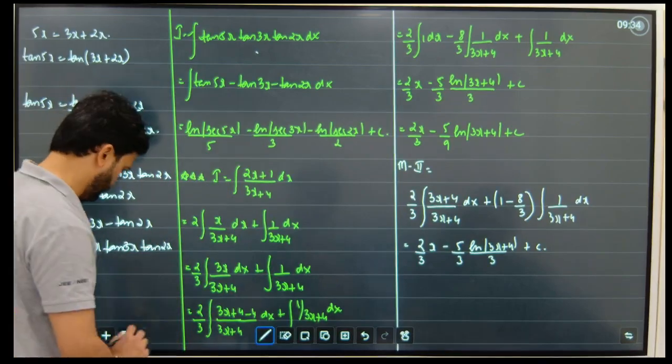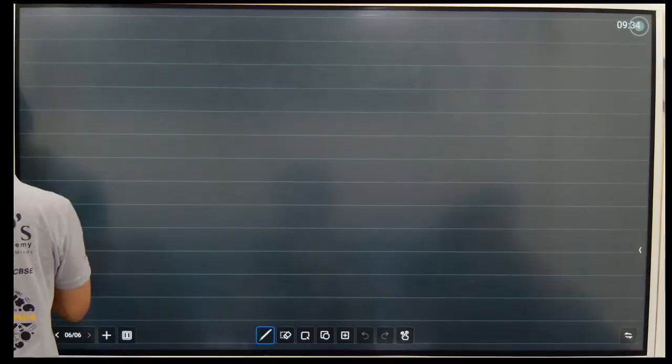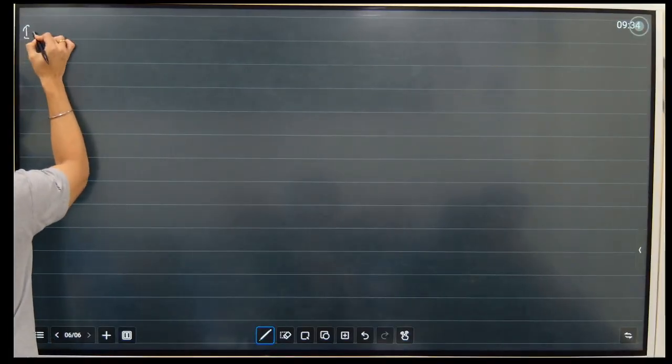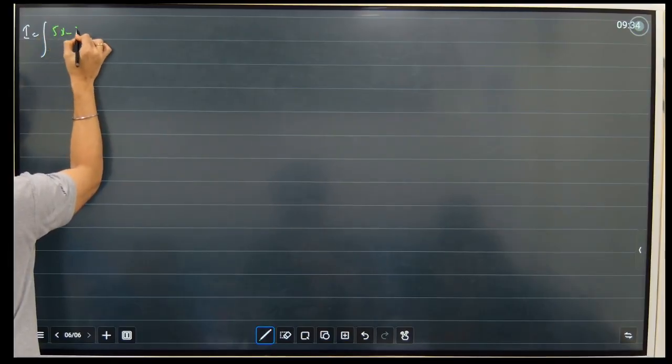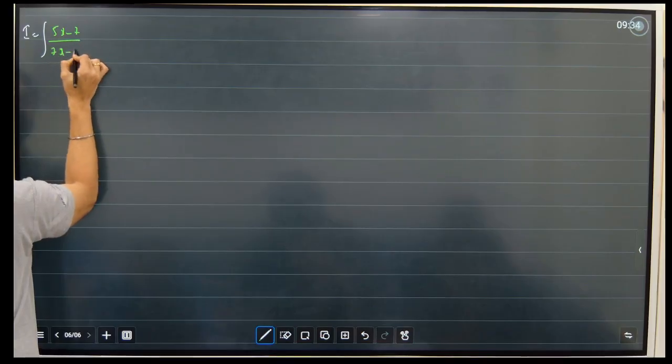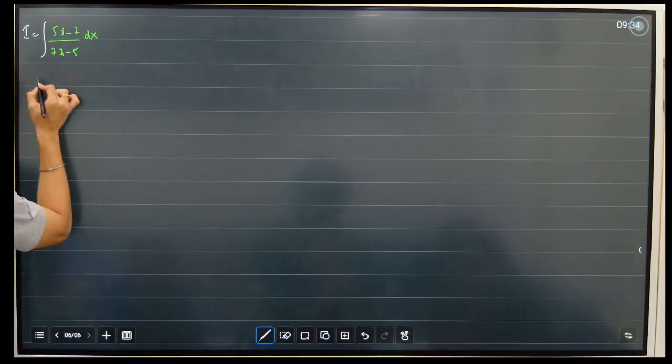We'll do one more sum. Okay. The sum is this. I is equal to integration (5x minus 7) upon (7x minus 5) dx.